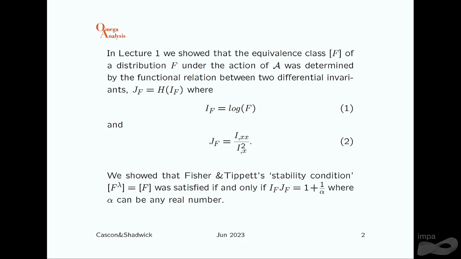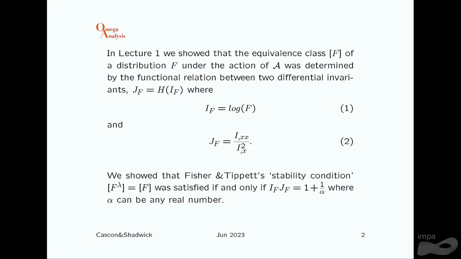We showed that in Cartan's method for equivalence, the distribution under the affine transformation group was determined by a functional relation between two invariants I and J, where if you take a distribution, you write the log of the distribution as I, and J is going to have that relationship. You can see that second order differential equations are going to be involved in this. You have a second derivative here.